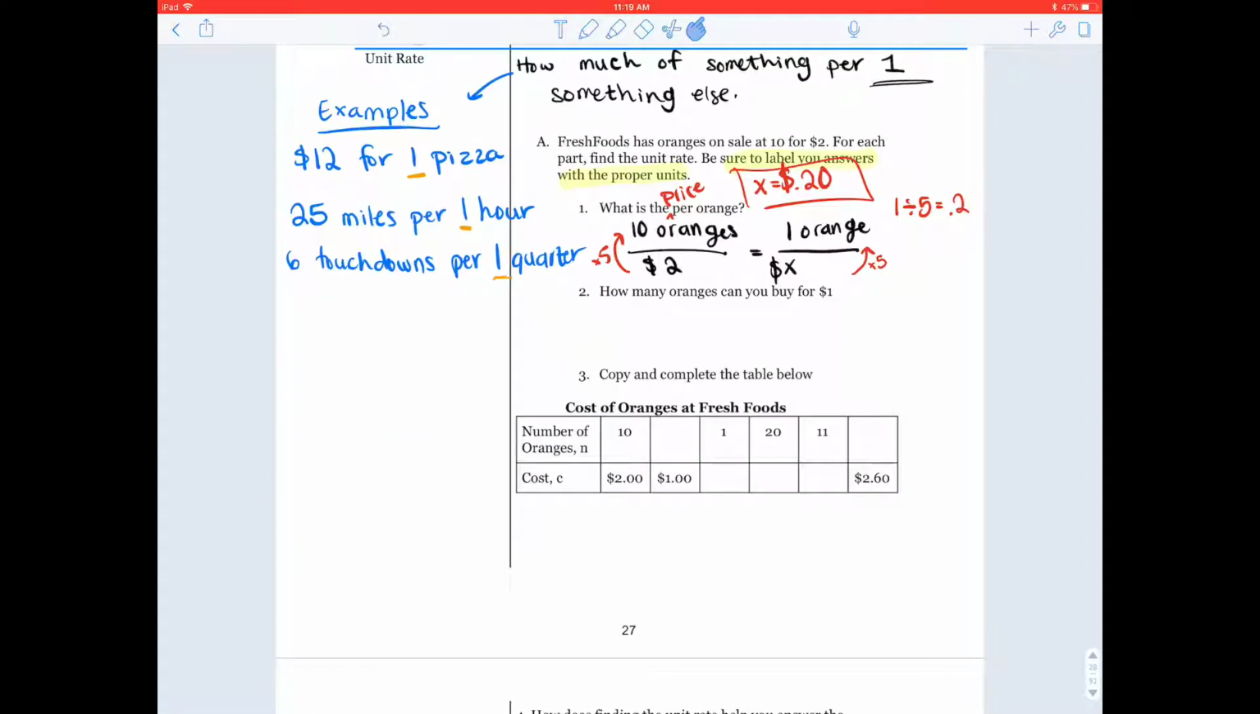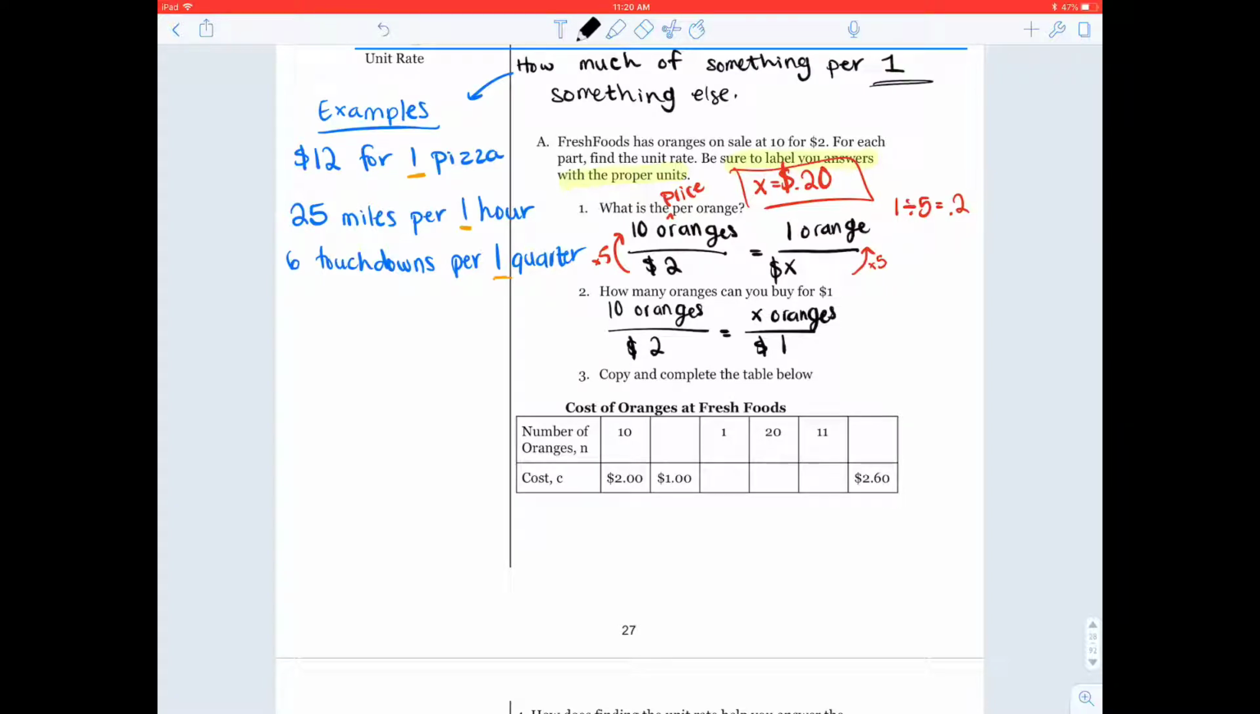Let's keep going. How many oranges can you buy for $1? So I'm going to start this again by writing a proportion. So I know that 10 oranges are $2. And you guys, this is just to get you started if you're stuck. We want to know how many oranges, so we don't know how many oranges you can get for $1.